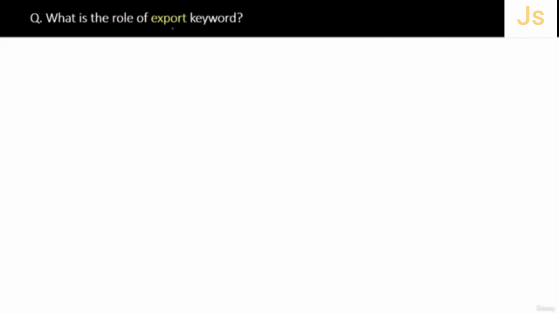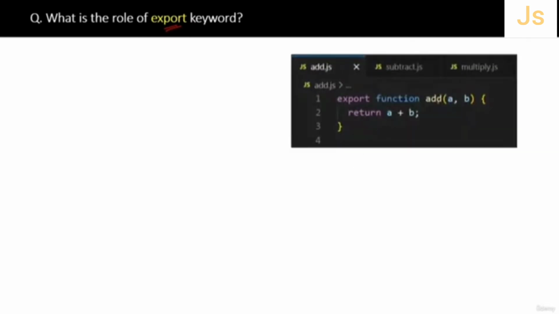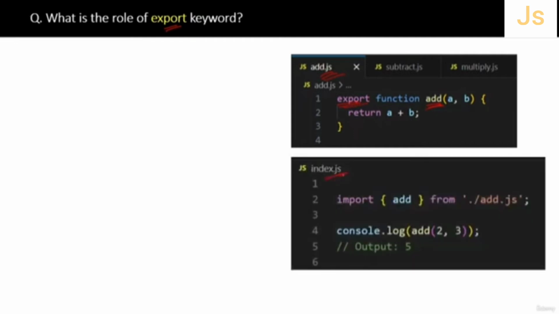What is the role of the export keyword? If you have a method in JavaScript and we put export in front of the function, only then will this function be available outside of this file for import. Got it? So basically then in the index.js file, we will be able to import the add method from the add.js file like this. But if you remove this export keyword, then this import statement will not work, as the add method will not be available for import because it does not have that export keyword.